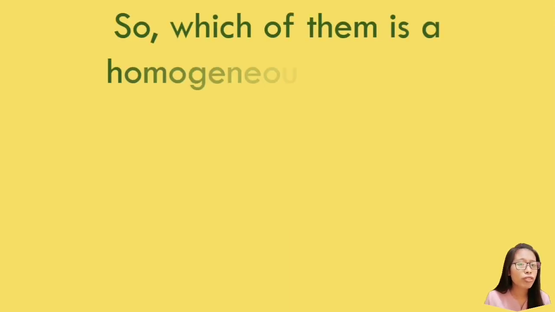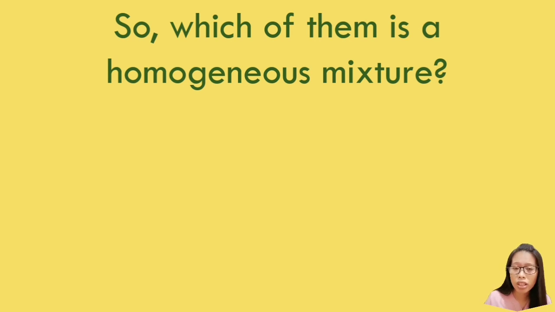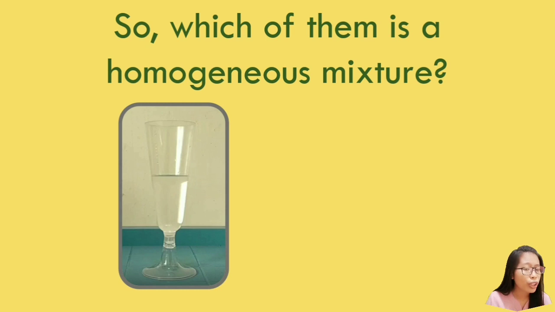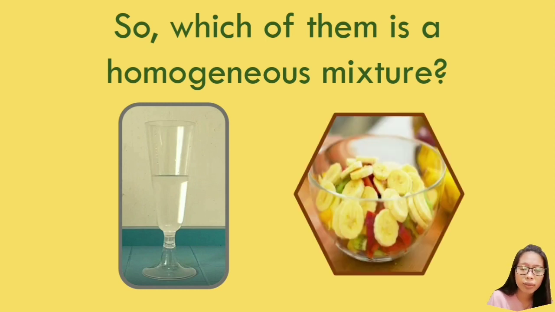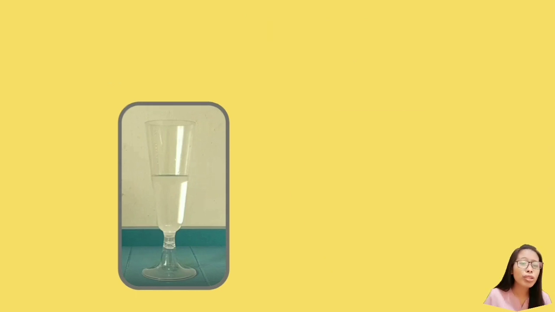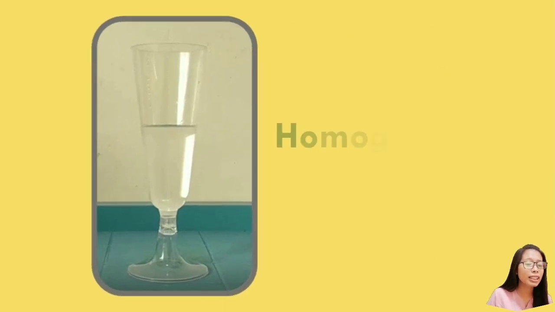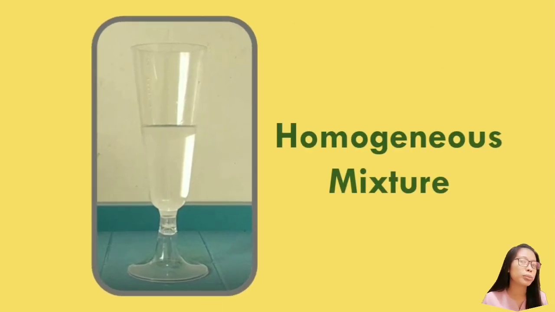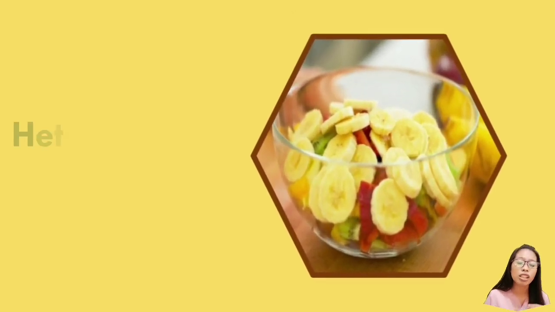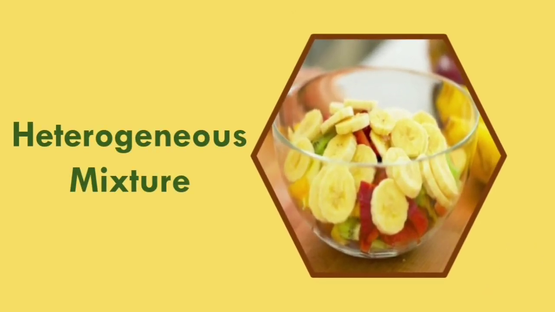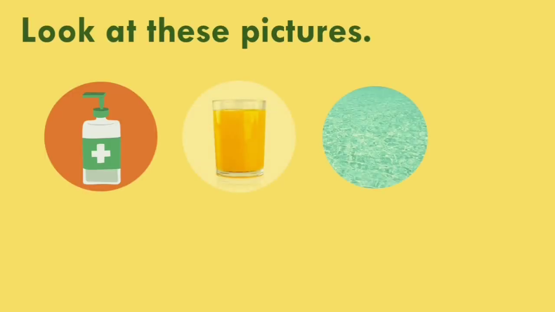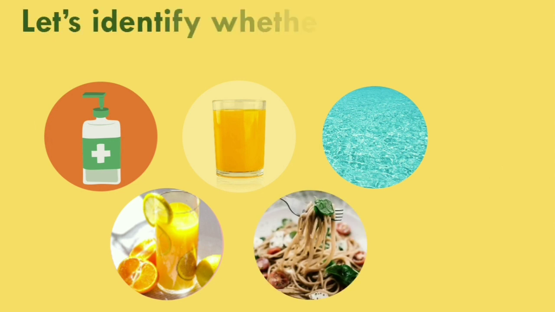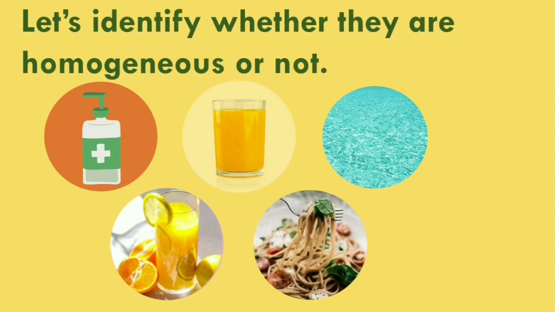So, which of them is a homogeneous mixture? Is it the sugar-water or the fruit salad? Yes, the sugar-water mixture is an example of a homogeneous mixture, while the fruit salad is a heterogeneous mixture. Look at these pictures. Let's identify whether they are homogeneous or not.